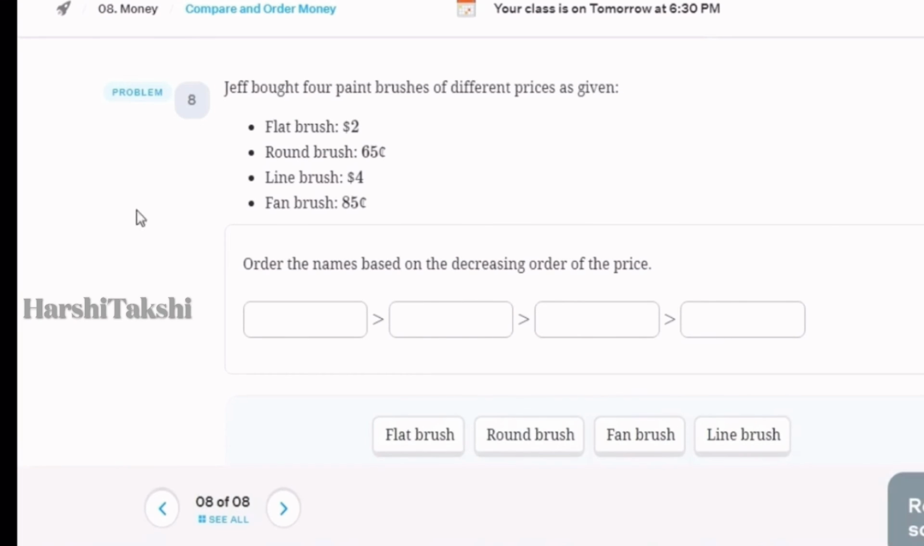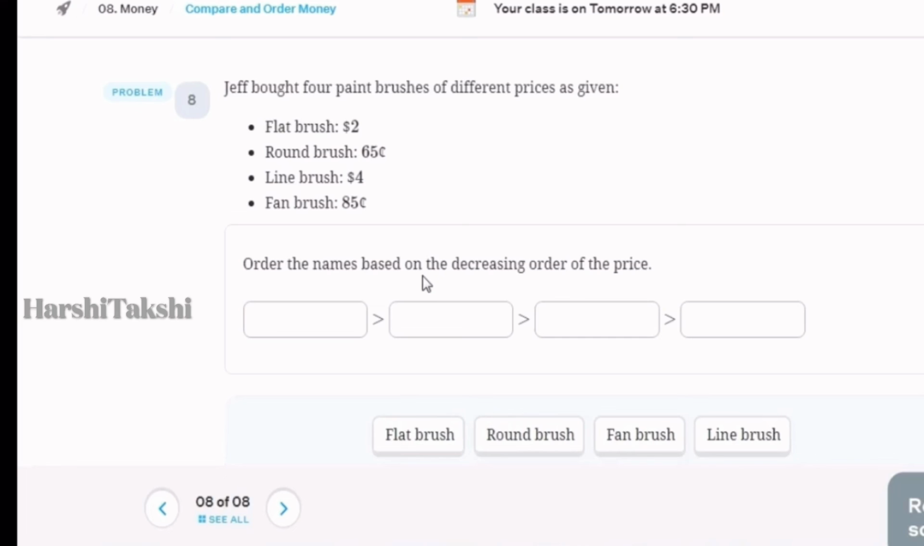Jeff bought 4 paintbrushes with different prices as given: flat brush, round brush, line brush, fan brush. Order the names on this.